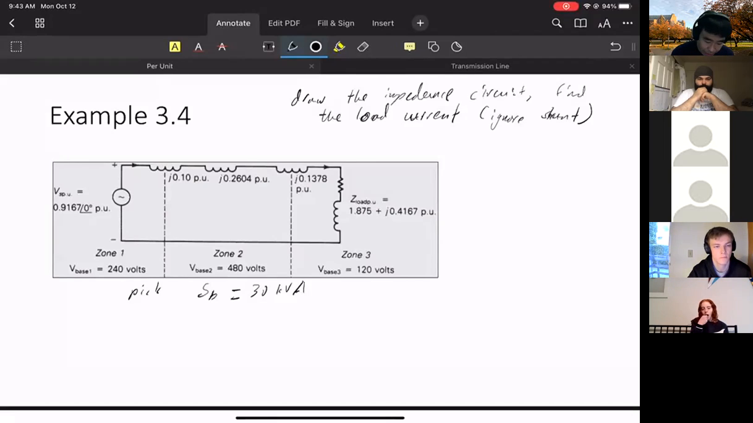Okay, so now for each of the voltage bases we're given here, we'll pick 240 for the first one, 480 for the second one, and 120 for the third one. Okay, we're going to pick all these. Now, any questions?